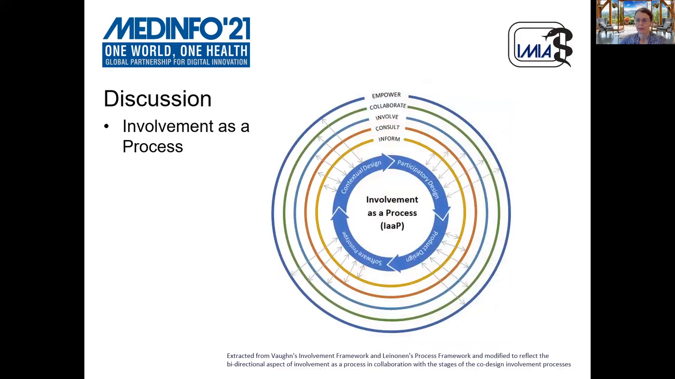So here we focus on Leononen's framework for processes and Vaughan's framework for levels of participation. And after extracting the variables from all the studies, we overlaid these on top of the two frameworks and began to recognize the area in which we needed to further explore.